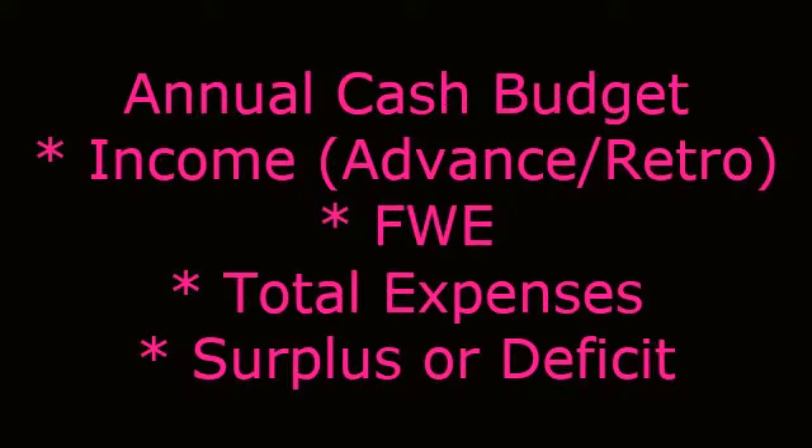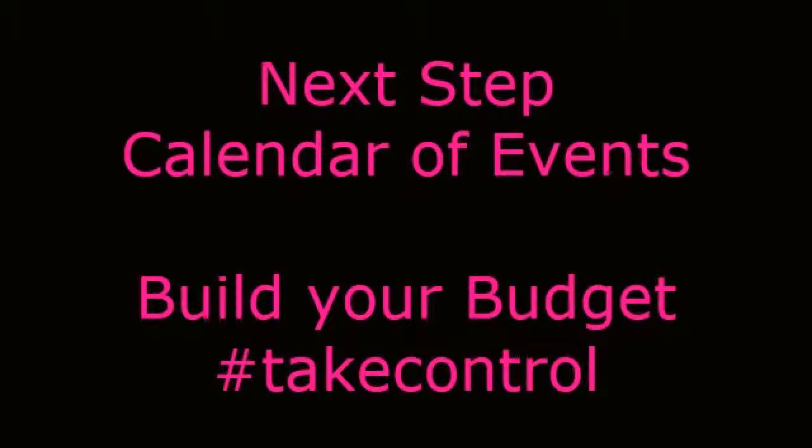So you've just done the annual cash budget, you've worked out your income, your farm working expenses, your total expenses, your surplus or deficit. Next steps to do the calendar of events, build your budget, take control.